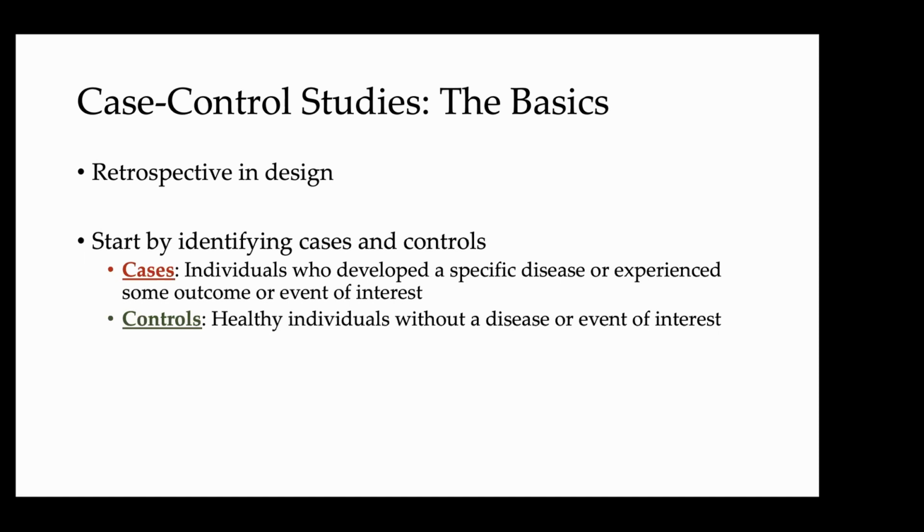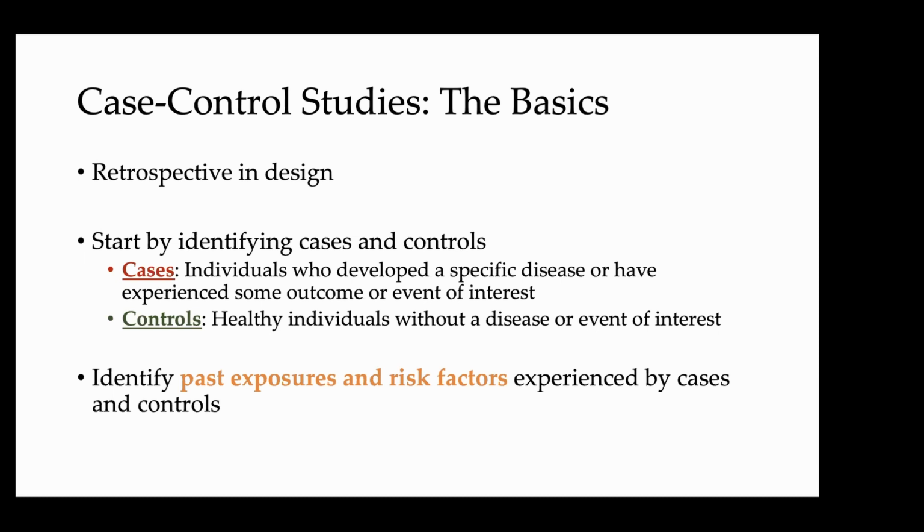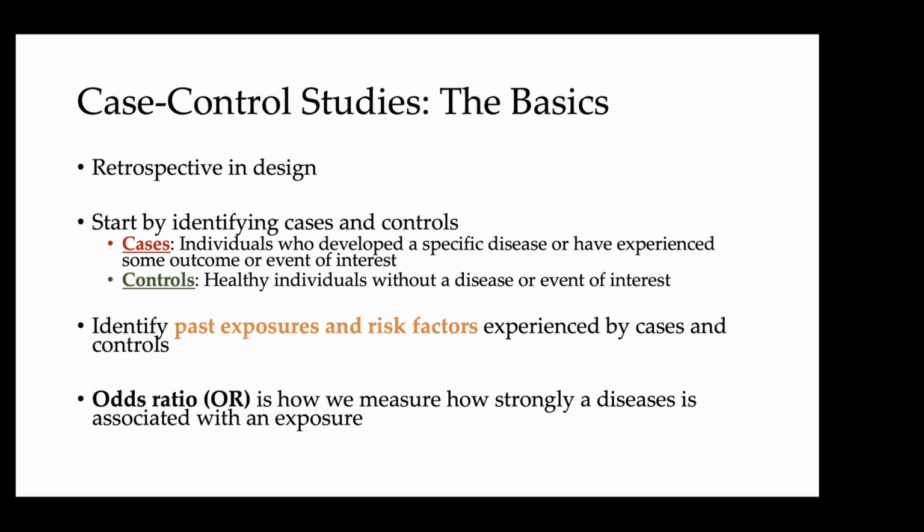And alternatively, your control is going to be a healthy individual. I use healthy loosely because it could still have other factors, but these are going to be your people without the disease or event, or without the event of interest. Once you've identified your cases and controls, you'll want to look back and see which past exposures or risk factors these groups have experienced. And you'll calculate what's called an odds ratio, and this will help you measure how strongly a disease is associated with a certain exposure. We'll use these terms throughout this presentation, so I just wanted to introduce them early on.